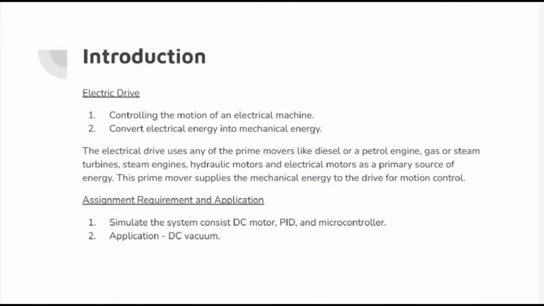So, first of all, electric drive is the system which is used for controlling the motion of an electrical machine. An electrical drive is defined as a form of machine equipment designed to convert electrical energy into mechanical energy. In other words, the drive which uses the electric motor is called electric drive.